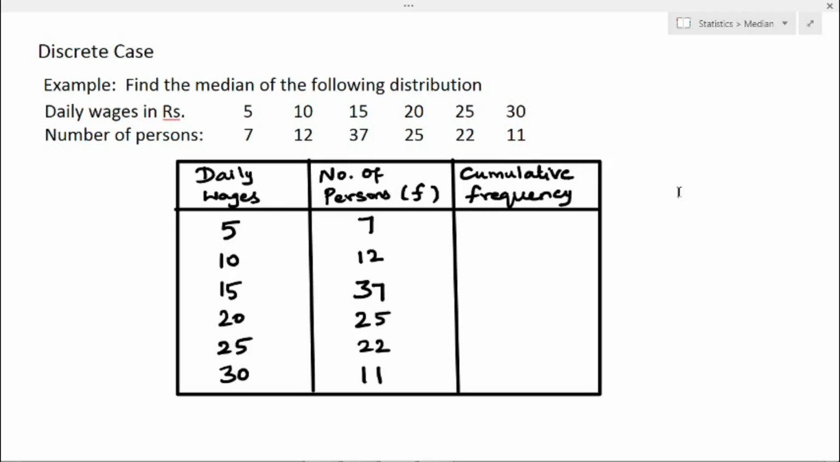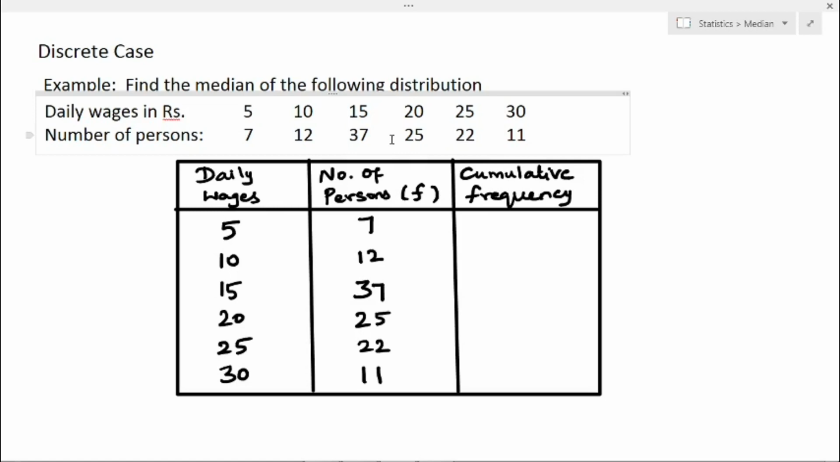In this example, we have to find the median of the following distribution. Daily wages and the corresponding number of persons are given. For the first value 5, the number of persons is 7; for 10 it is 12; for 15 it is 37; for 20 it is 25; for 25 it is 22; and for 30 it is 11. Daily wages we can call x, and the number of persons is the frequency, f. So x and f are given.